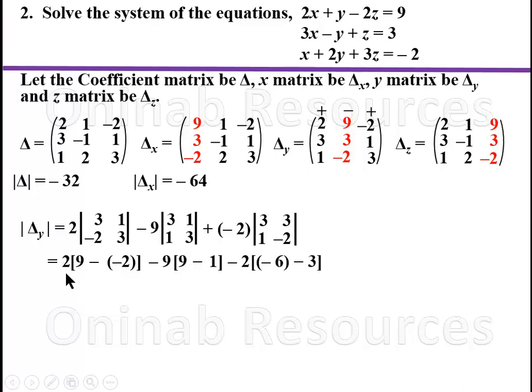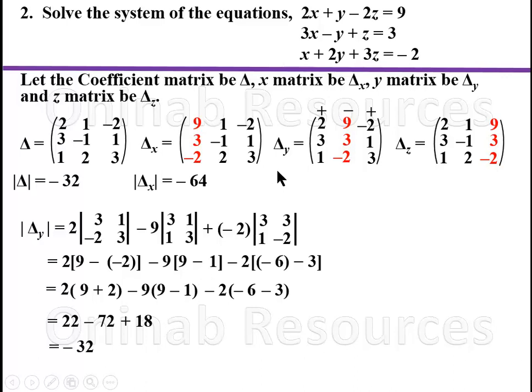So removing the inner bracket, I have a 2, 9, negative negative gives plus 2. We have negative 9 outside, so this is 9 minus 1. So this is negative 2 outside. This is negative 6 minus 3. We simplify. 9 plus 2 gives 11 times 2, 22. 9 minus 1 gives 8 times 9 gives negative 72. Negative 2 minus 3 gives negative 9 times negative 2 gives positive 18. Simplifying this, we have negative 32. So the determinant of delta y is negative 32.